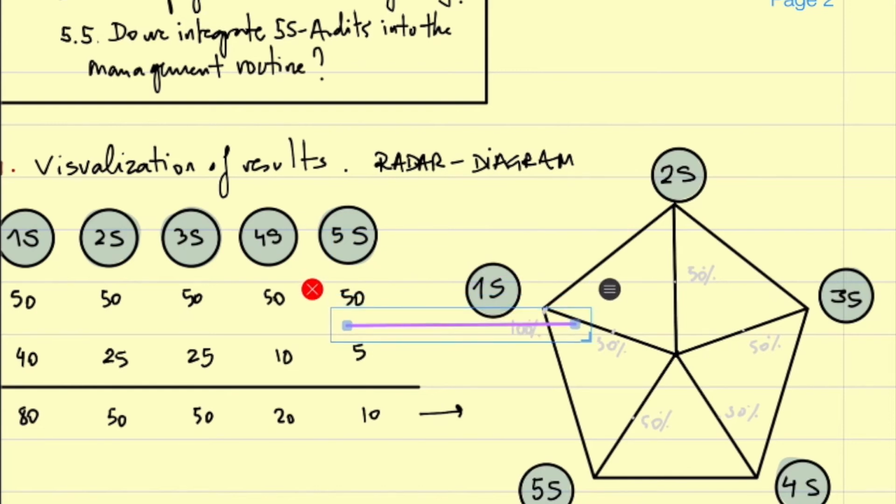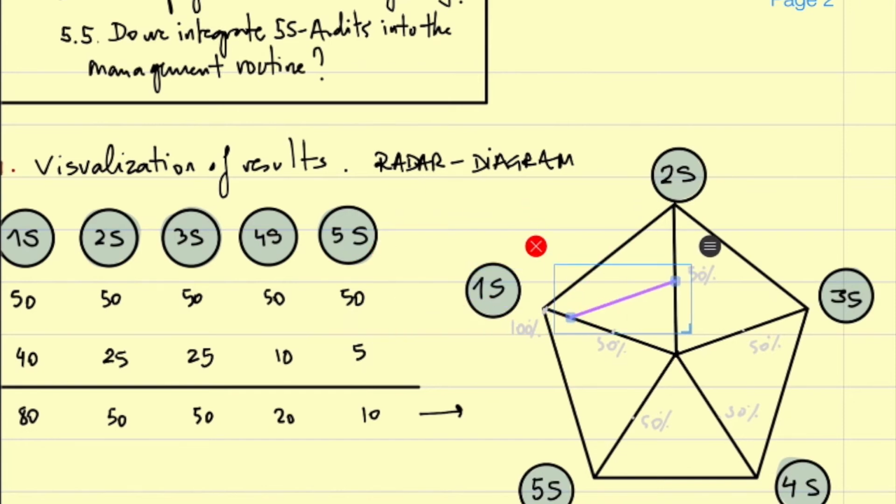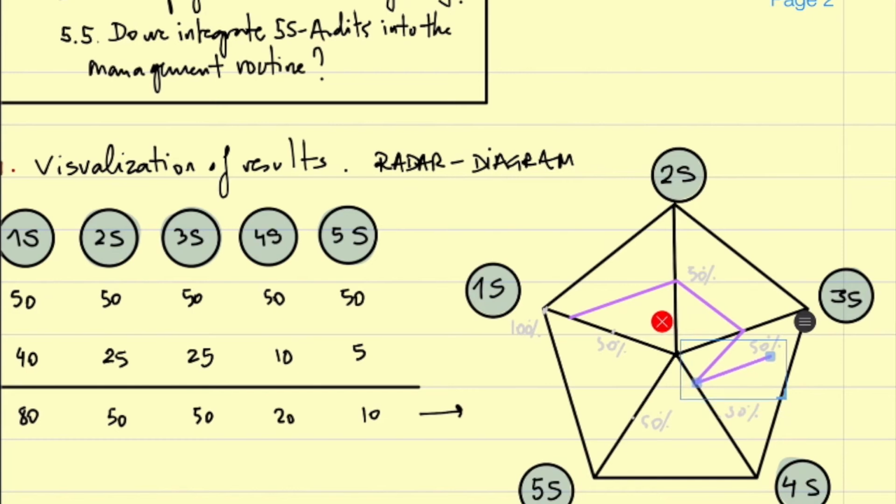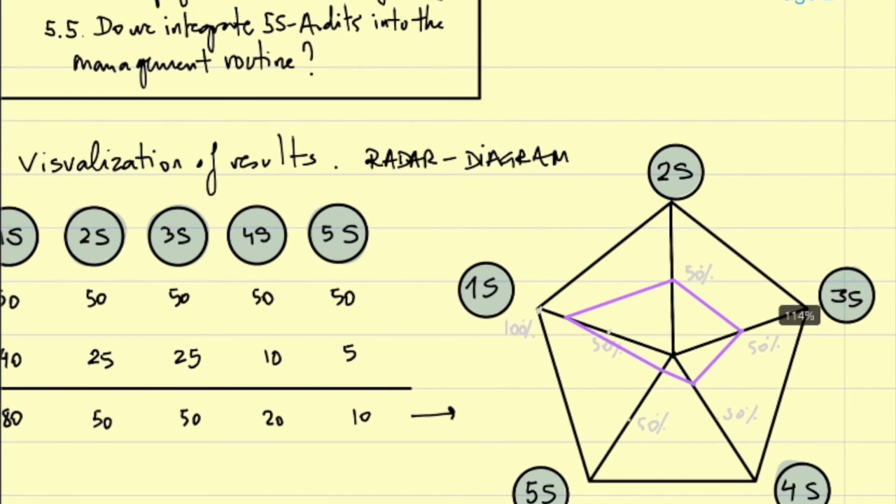So here we have got 80% on the first S, then on the second S we have 50%. Then from 50 we go to 50 again on the third S. Then from there we go to 20, something like that. And from 20 we go to 10. And then we just close the diagram, so we get our area.